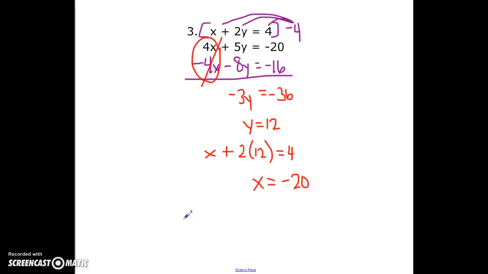And then of course at any point you could always put your x and your y back into an original equation to then be sure. And I'm kind of estimating this here in my head, and -20 times 4 is -80, plus 5 times 12 is 60, so -80 plus 60 is -20. So I know I got the right answer because this plugs into this equation as well.